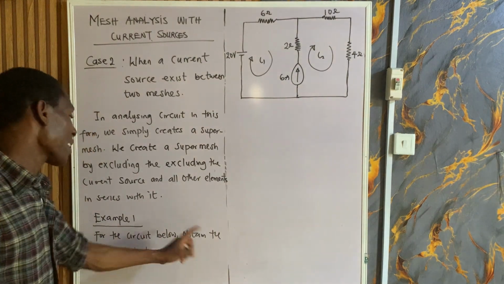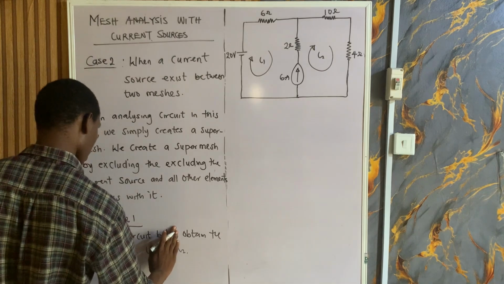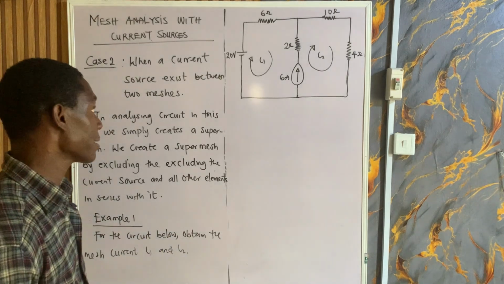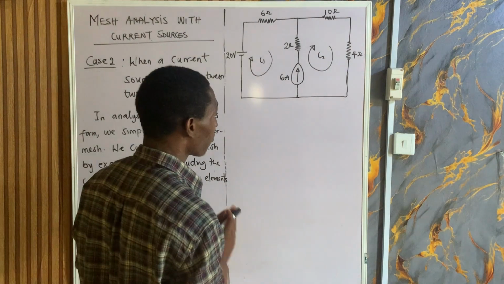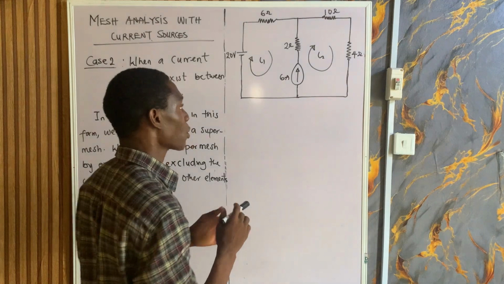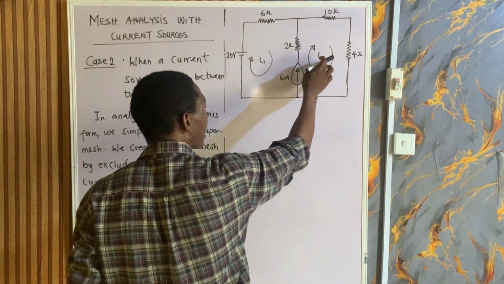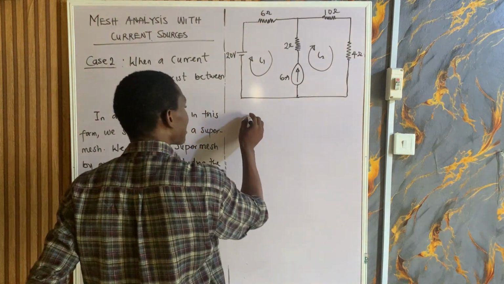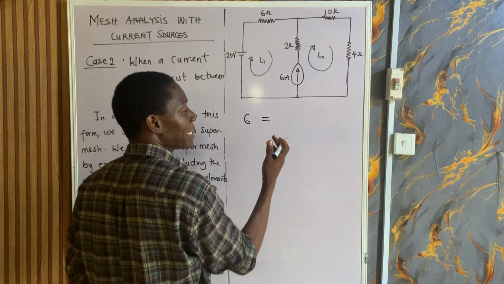So example 1, find the circuit below. For the circuit below, obtain the mesh currents I1, I2. So to solve this now, first of all, before forming the super mesh, we get our equation 1. To get equation 1, we know that this 6 ampere is as a result of these two currents, I1 and I2. How are we going to do that? I'm simply going to write that 6 ampere is equal to, now, what?